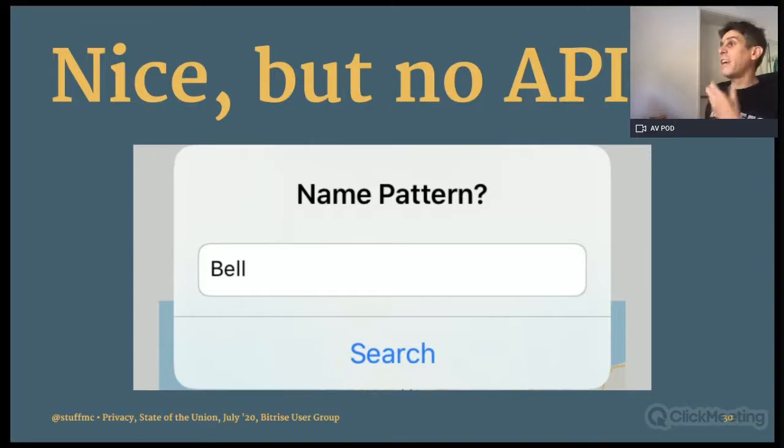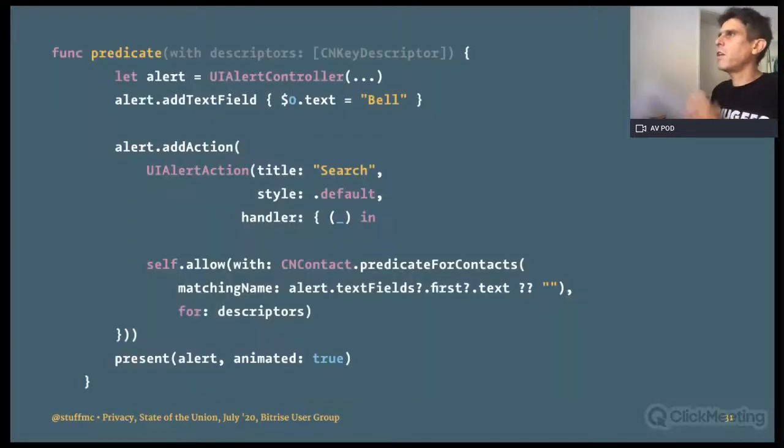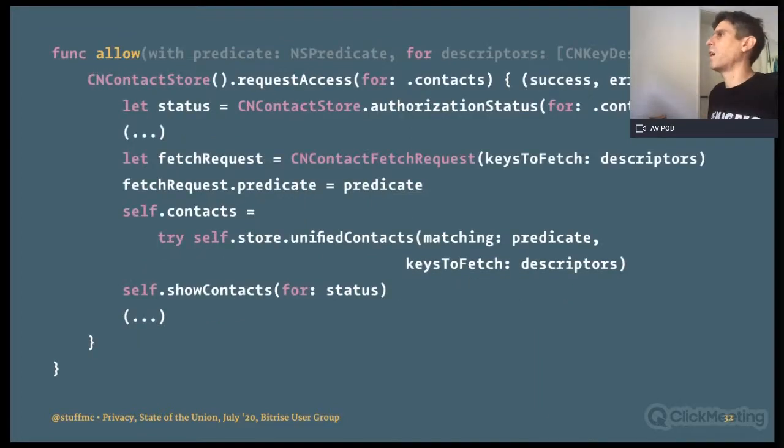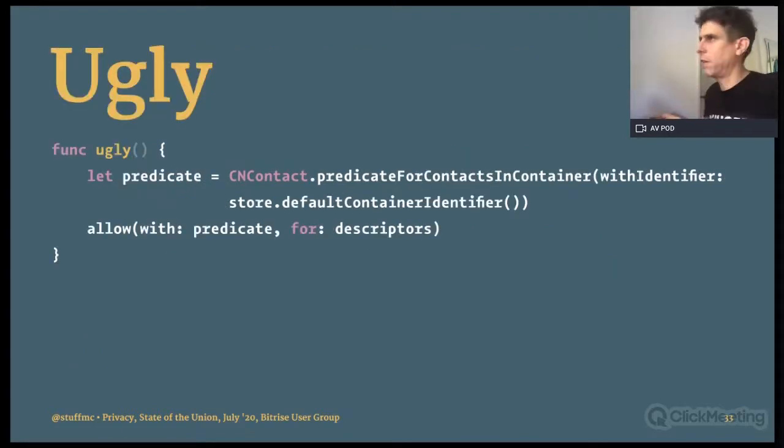So the predicate is I ask in my privacy app to give me a name pattern. I want to search someone, like everybody called Bell, like this example of Kate Bell. The code behind it is basically I show an alert controller, I add a text field, and I call my function allow with this predicate matching the name. Allow is requesting access for all the contacts and making a fetch request, and then I access the unified contacts, right? The ugly developer, we're almost done, will actually access all of your contacts.